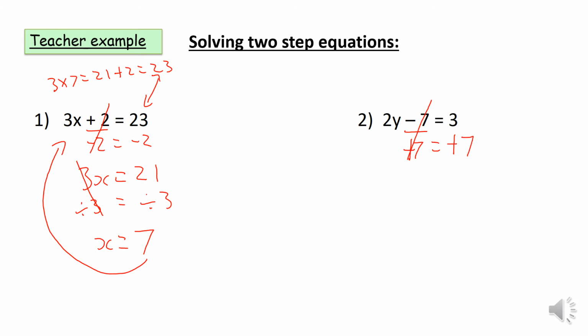Because I've added 7 on the left, I need to add 7 on the right. That means on the left hand side I am left with 2y, and 3 add 7 gives me 10. So now I have a one-step equation, 2y equals 10. To get rid of the 2, just like we did for the previous example, I will divide by 2, likewise on the right. So y equals 10 divided by 2, which is 5, and you can check your answer like we did for the previous question.